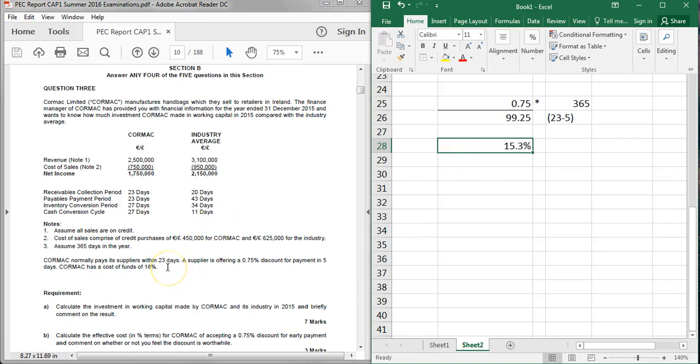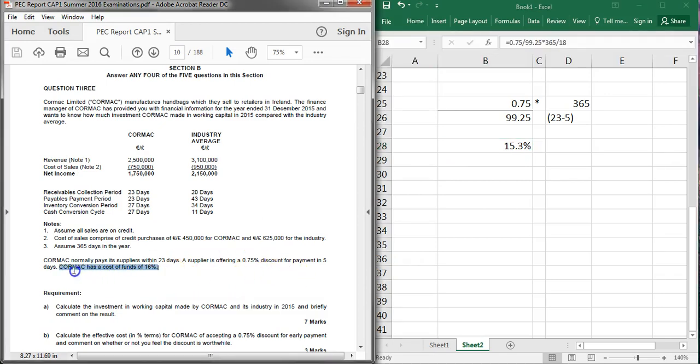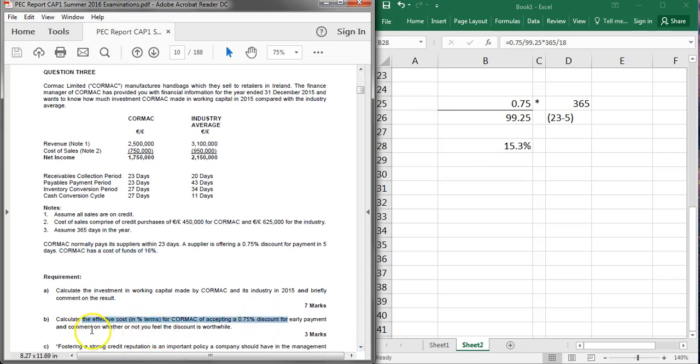But actually, remember, if we take the discount and we pay 18 days early, that's going to have to be funded out of our overdraft, which is costing us 16%. So in that regard, it doesn't make sense. It's costing us more to fund the early payment than the value we're getting. So therefore, they should not avail of the discount. So probably 2 marks for doing the calculation, 1 mark for recommendation.